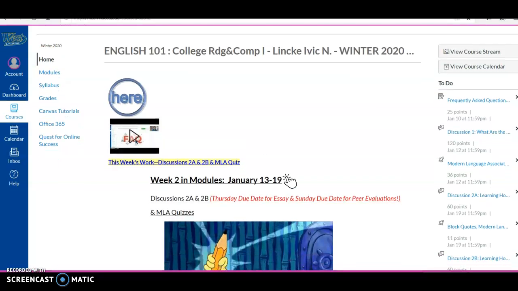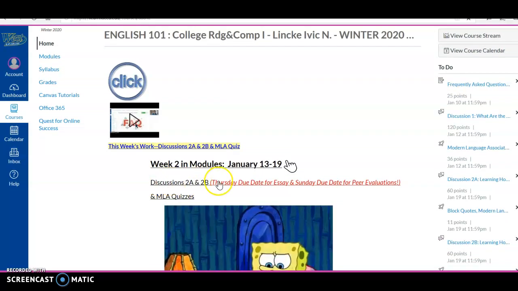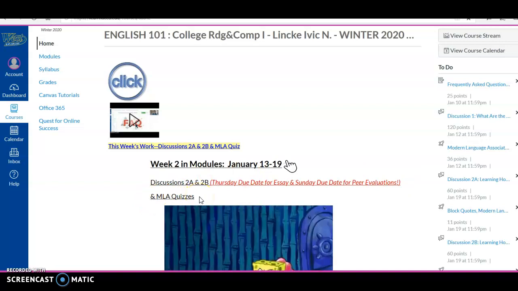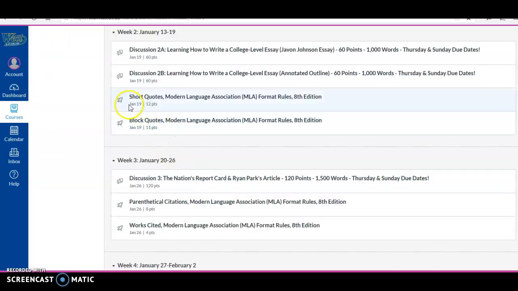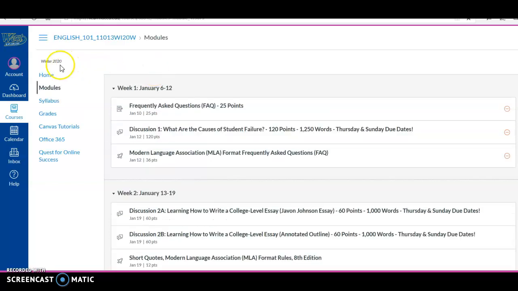A reminder to you that as well as these discussions with Thursday due dates for the essay and a Sunday due date for the peer evaluations, you have 2 MLA quizzes. They must be submitted by the deadline, and I'm going to click on this again and show you the deadline for these. It is January 19th, but once you submit those quizzes, you can submit them as many times as you like until you earn the best grade you're capable of earning, which I think is an A, and I'm sure you do too.